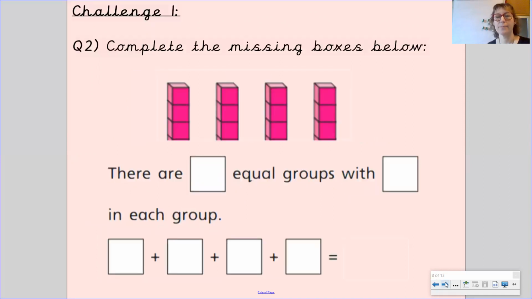And the second one. So again, how many equal groups have we got? So we've got 1, 2, 3, 4 groups, and we've got 1, 2, 3 in each of the groups. So the repeated addition would be 3 add 3 add 3 add 3 equals, and how many cubes have we got all together? So count them.